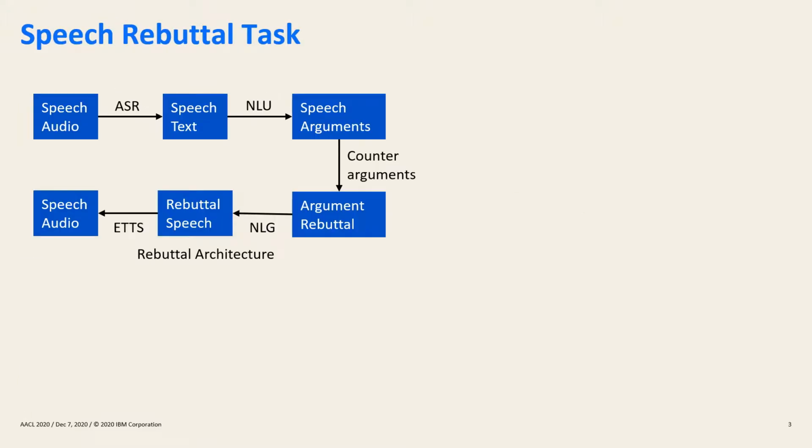So to define broadly the speech rebuttal task, we can think of it as follows. There is speech audio, which needs to be translated into speech text using automatic speech recognition. Then, using natural language understanding, we need to identify the arguments which have been made in the speech. We need to come up with counter-arguments, and thus have an argument rebuttal. Then, using natural language generation, we generate the actual arguments within the context of a rebuttal speech. And finally, using expressive text-to-speech, we generate the audio spoken by the debater system.